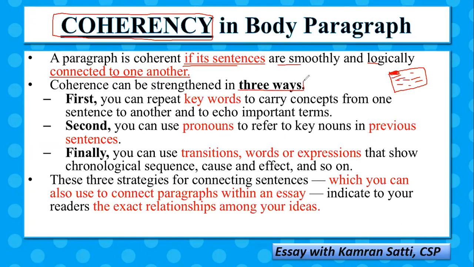Once again, I have a lecture dedicated to this, but you will know the concept after this lecture. First, how coherence can be achieved: you can repeat keywords to carry concepts from one sentence to another and to echo important terms. Let's suppose we are writing something about gold. Gold has various characteristics. We can refer to gold in our body paragraph two to three times, just to let the reader know that we are talking about the main idea, that is gold. So you can repeat the keywords about the main idea of the paragraph. This is one way to maintain coherency in your body paragraph.